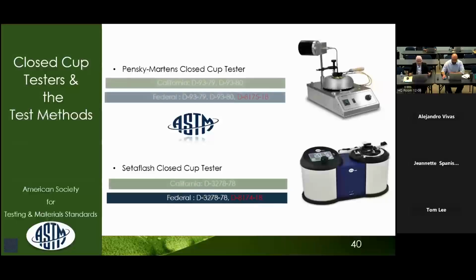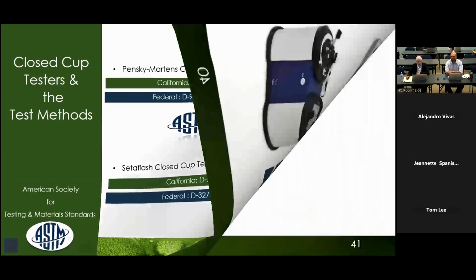However, overall, California has three test methods, which you can see here highlighted in green, while federal has five test methods, which are highlighted in blue boxes, in which federal added two additional ASTM standards in red font here. One using Pensky and the other using Setaflash closed cup testers. We will discuss these modifications further later today in the updates section, so hold on to your thoughts for now. All right, this concludes our discussion about the ignitability criteria and the differences highlighted between federal and California.